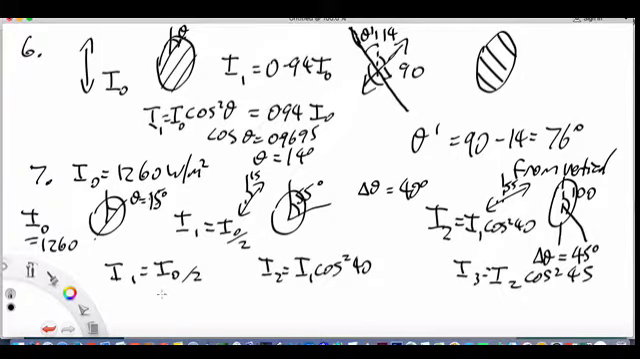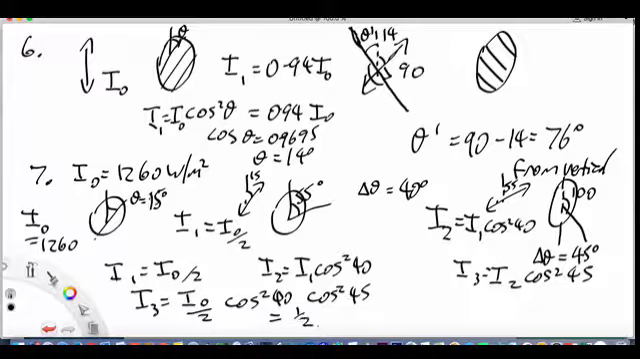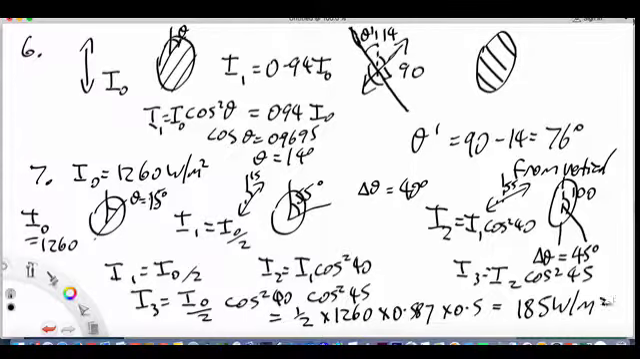Now, if we put all this together, we get I3 equals I naught over 2 times cos squared 40 times cos squared 45. Putting those in, we have a half times 1260, the incident I0, times 0.587 times 0.5, and that gives us 185 watts per square metre is our final intensity.